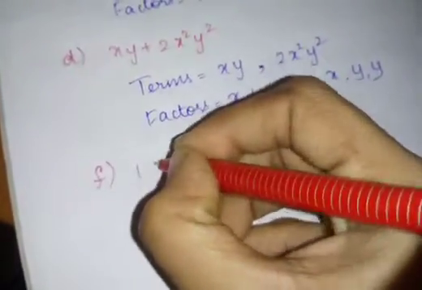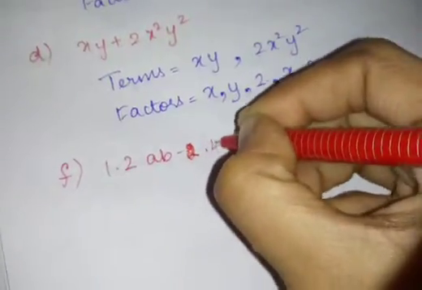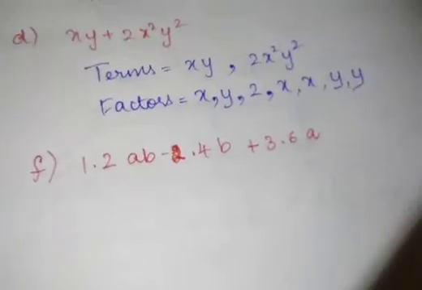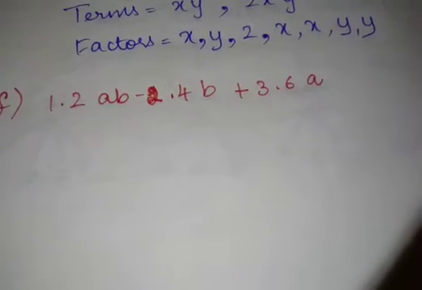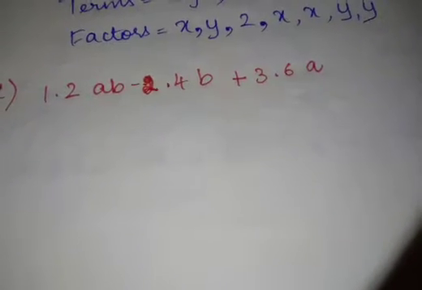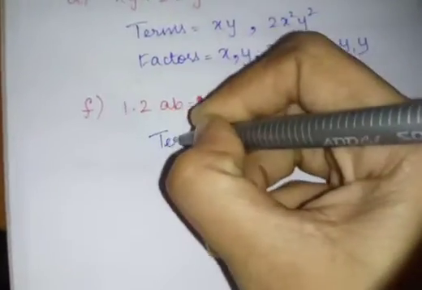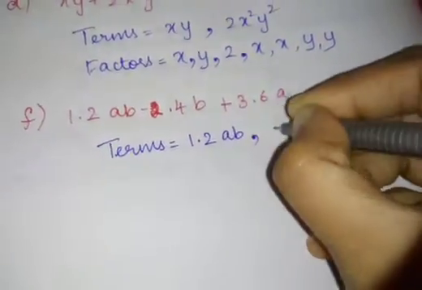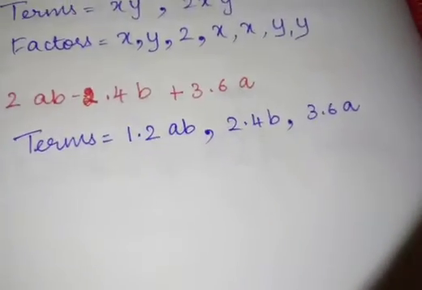Okay, F problem. Sorry, not 12.2 children. It is 1.2 AB minus 2.4 B plus 3.6 A. So, how many terms are there? 3 terms. What are the terms? 1.2 AB, comma 2.4 B, comma 3.6 A.